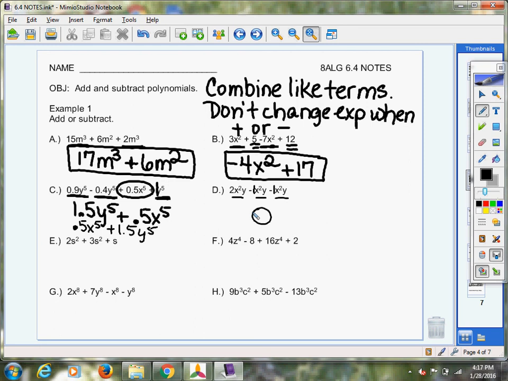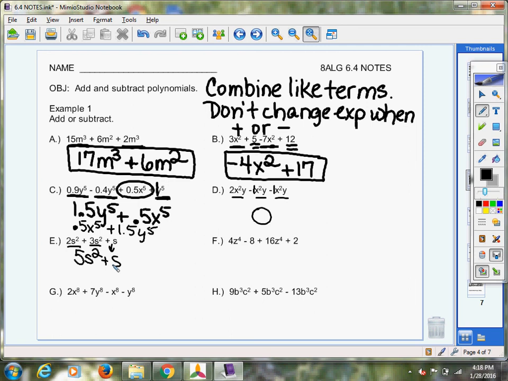Hopefully this is seeming pretty easy. All right, let's look at letter E. We've got 2s squared and 3s squared. Those are like terms, so all you need to do is add the coefficients. 2 plus 3 is 5. So now I have 5s squared when I put them together, and then I'm going to drop down the plus s. S is not a like term with s squared, so you don't combine them, and this becomes a quadratic binomial. That's what we learned in 6.3.